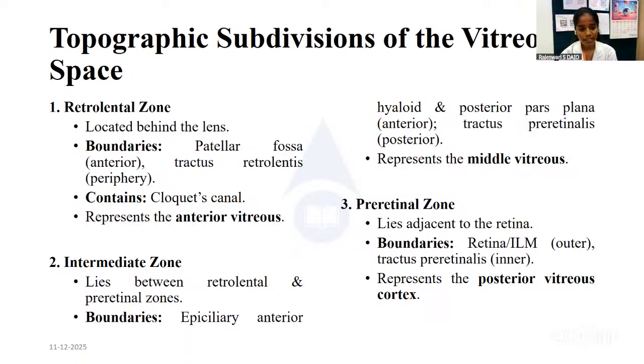Boundaries: epsilon anterior hyaloid, posterior pars plana, tragus preretinal. Represents the medial vitreous. Preretinal zone. Lies adjacent to the retina. Boundaries: retina, tragus preretinal. Represents the posterior vitreous cortex.